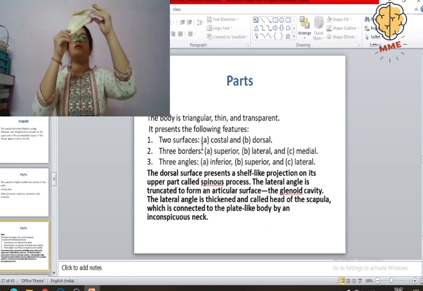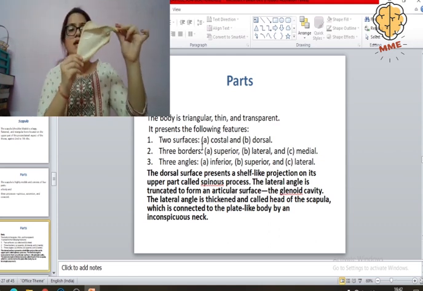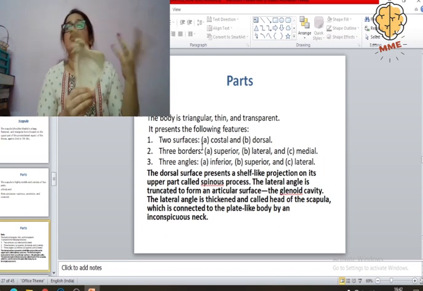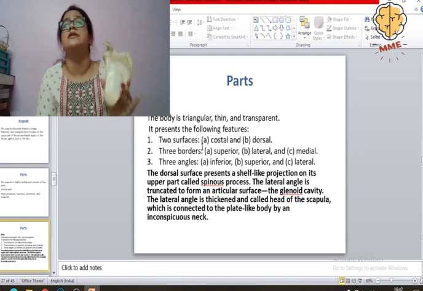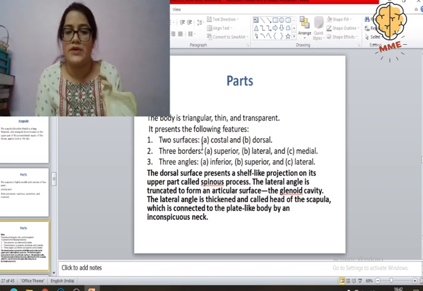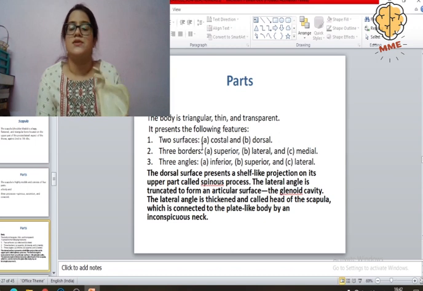Just angle it against a light and see what you see. You will be able to see, you have to identify this. I cannot show it to you on the video. So you will see how it is transparent, how it is thin, and it is a triangle, you can tell by looking at it. It presents the following features.